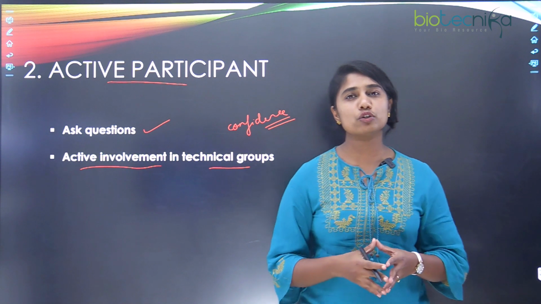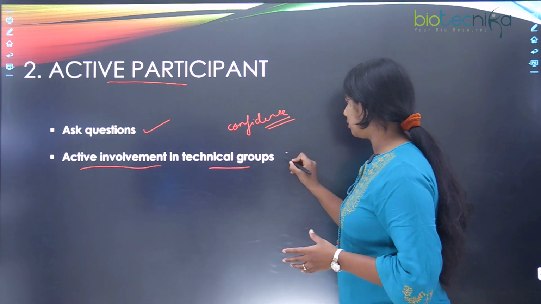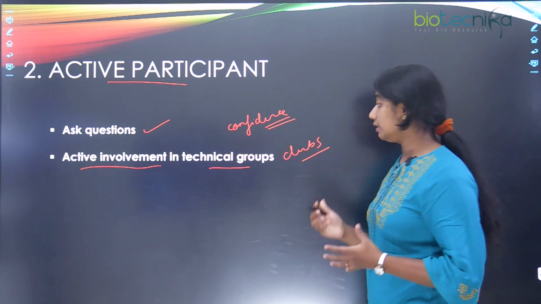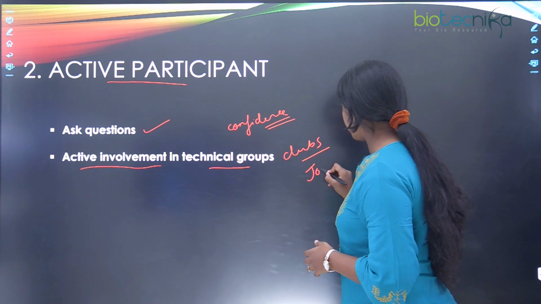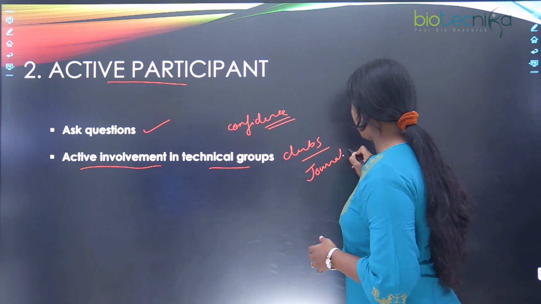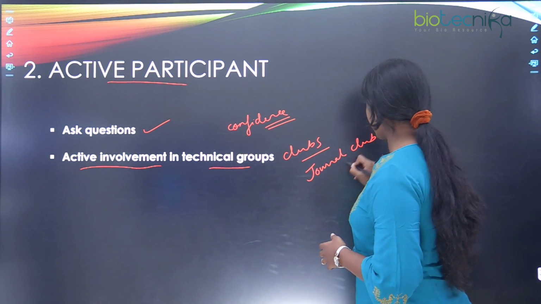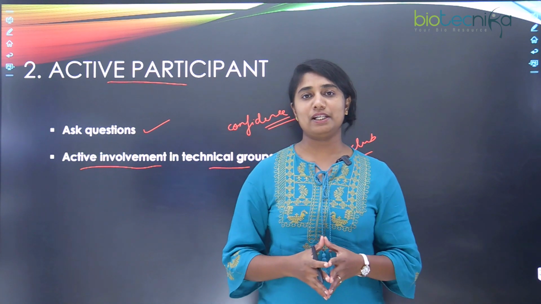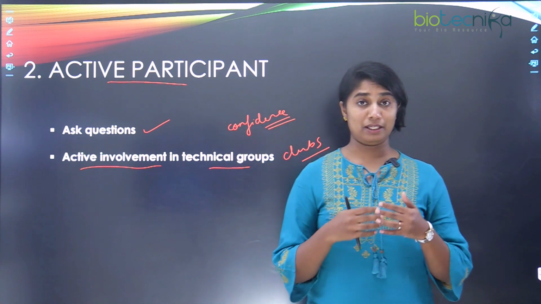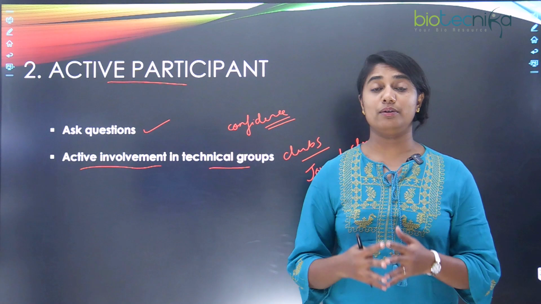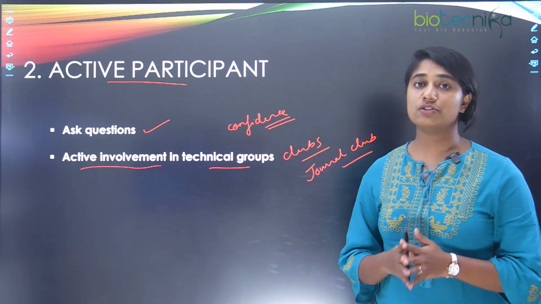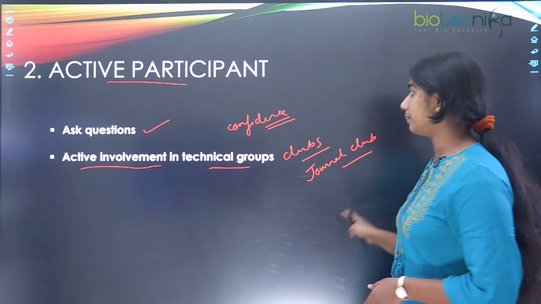So these technical groups can be, say, a few technical clubs in your own college, or it could be, say, journal clubs. So these are different types of clubs that you can be a part of, and you can actively participate in the presentations that are being given, or you can go ahead, volunteer and give such presentations, right? So your second tip is to actively participate.